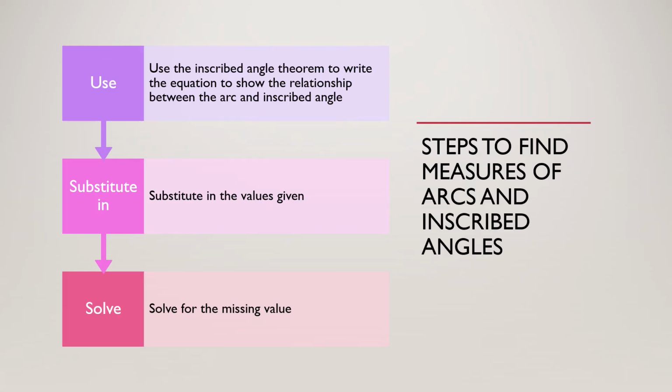In order to apply this, we would first write down our inscribed angle theorem to show the relationship, substitute whatever values we have, and then solve for that missing value. So now we're going to apply this to some problems.